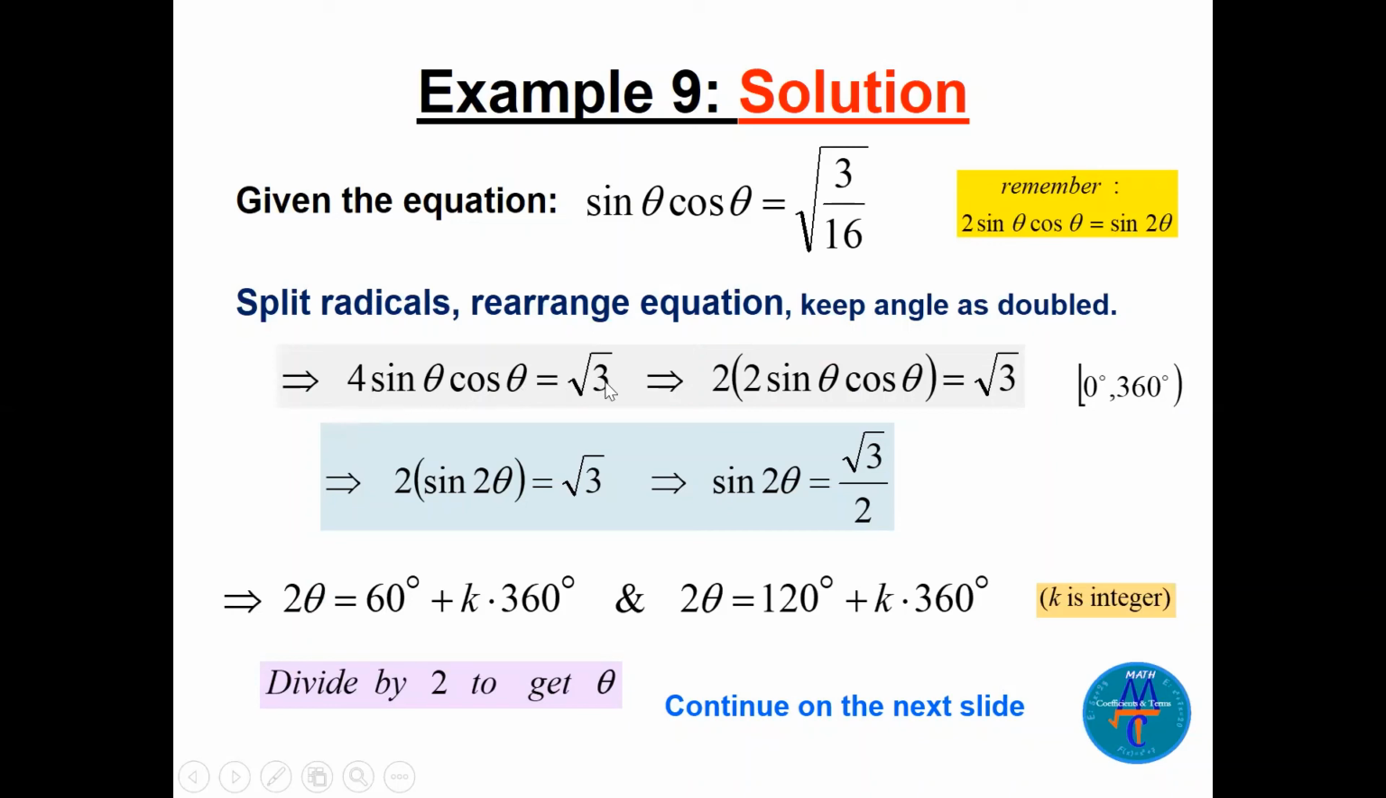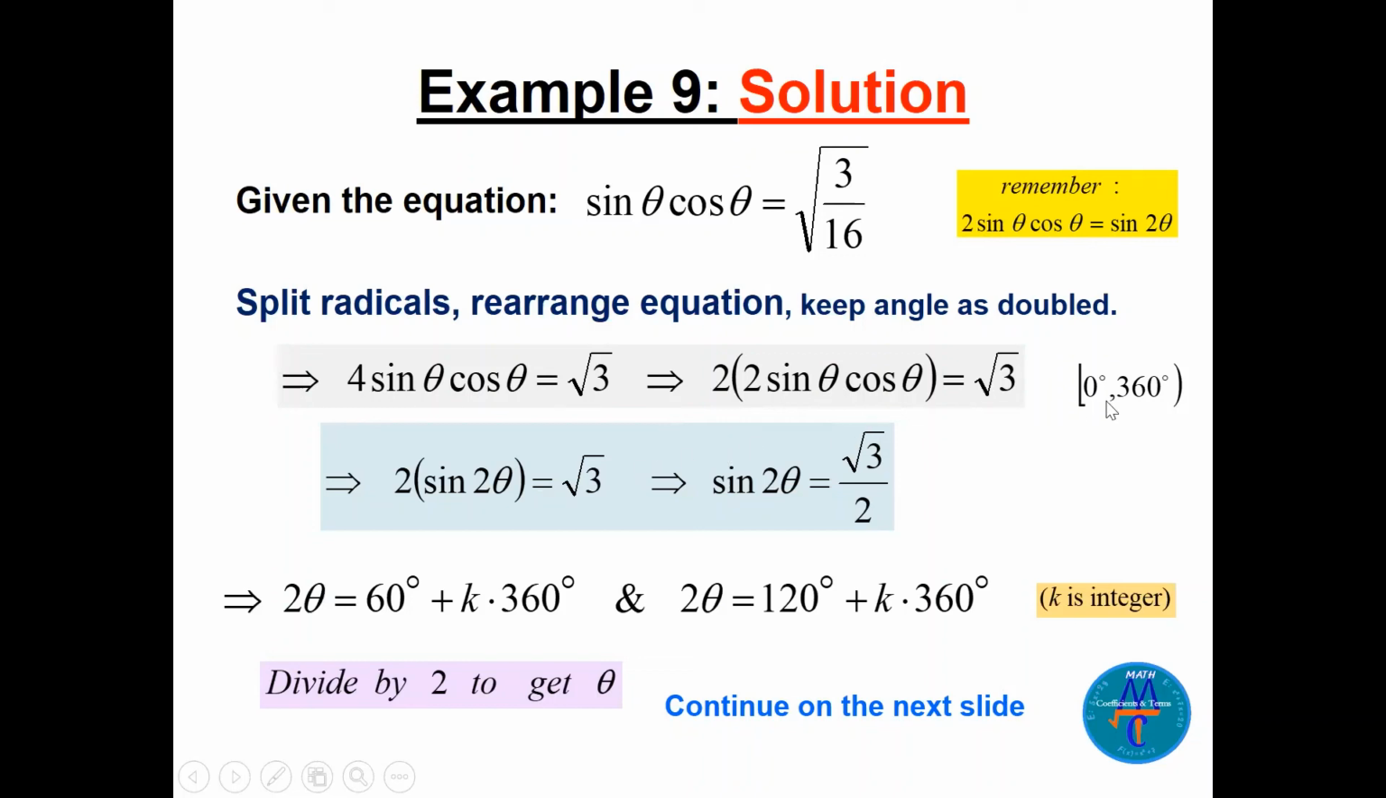Is that correct? Now here, I will leave 1, 2 outside, 1, 2 inside in the bracket. I will show you why. You can see the formula here. So the 4 becomes 2 outside, like a common factor: 2 times sine theta cosine theta. This is a complete formula for sine double angle, sine 2 theta. So this is 2 times sine 2 theta is equal to square root of 3.